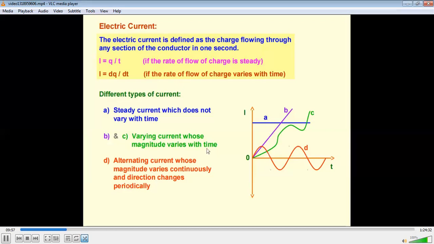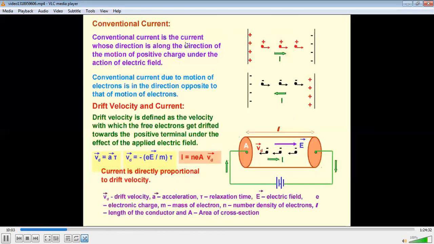So these are the types of electric current. Now, conventional current. Conventional current is the current whose direction is along the direction of the motion of positive charge under the action of electric field. Actually, in the electric field, you must know from the previous lecture, current flows from positive charge to negative charge. That means the movement of I will be from positive terminal to negative terminal.